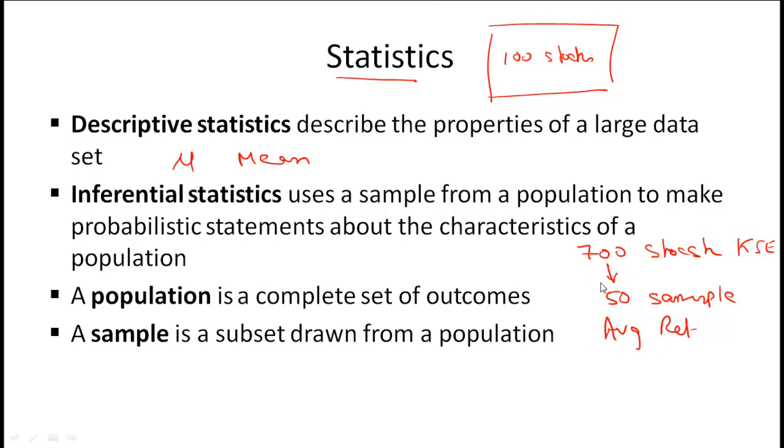So this would be an example of inferential statistics, where you are taking statistics related to the sample and using that to make an inference about the overall population. As you might have gathered by now, a population is a complete set of outcomes. So in my example here, the 700 stocks in the Karachi Stock Exchange would be a population, and the 50 stocks that I pull out at random would be my sample. So a sample is a subset drawn from a population.